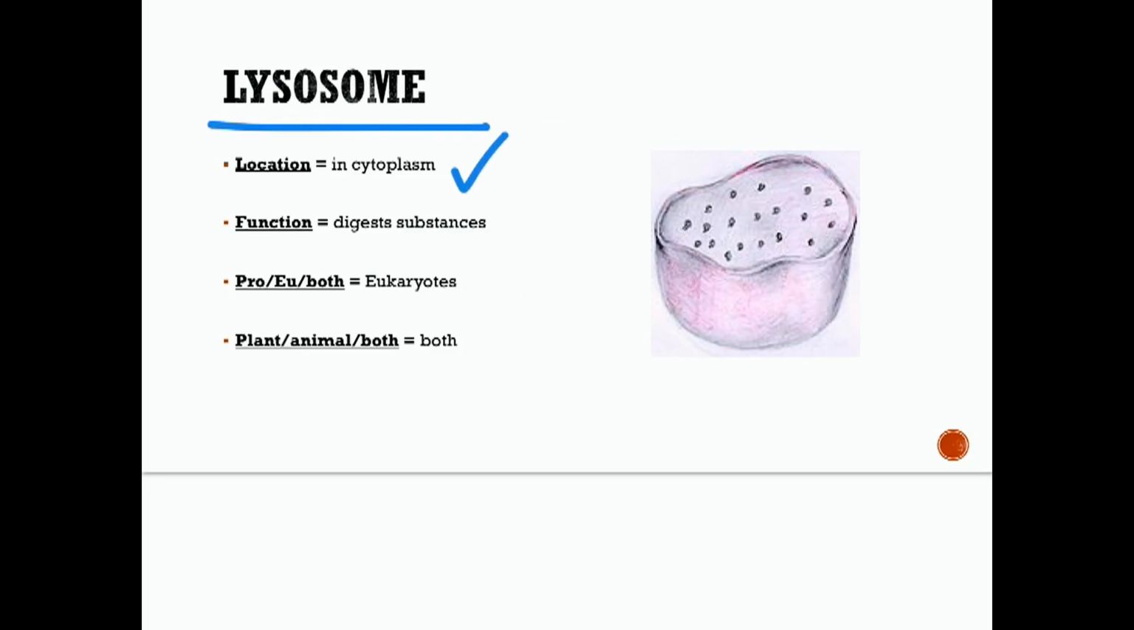Lysosomes, the location is in the cytoplasm. Its function is to digest substances. So this is your food processing plant in your cell city. It processes large quantities of food entering the city into smaller packages that can be used more easily. I also envision lysosomes like Pac-Man, eating up all the things. So in the prokaryotic, eukaryotic, or both column, it's just found in eukaryotic cells and can be found in both plant and animal cells.